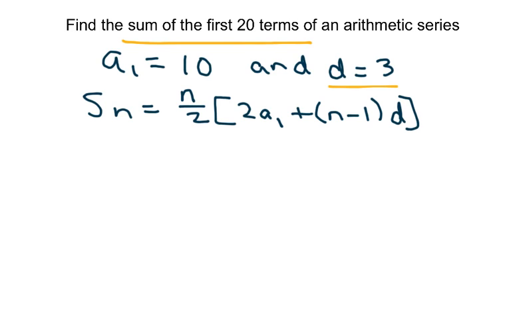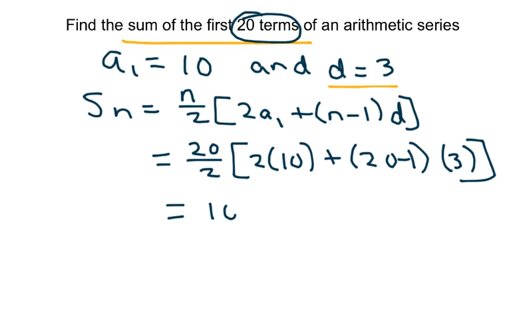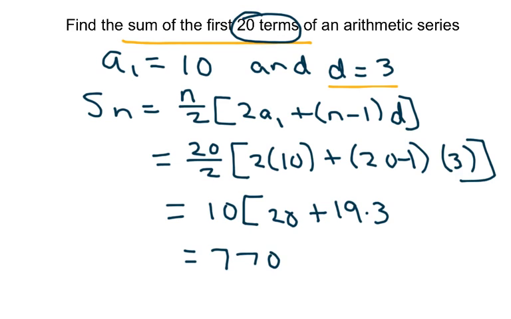Alright, so our total number of terms is 20. So that's 20 over 2 times 2 times 10 plus 20 minus 1 times our common difference, which is 3. And you can use a calculator and get all this. You get 10 times 20 plus 19 times 3. And that gives you 770. And that's your sum of the first 20 terms.